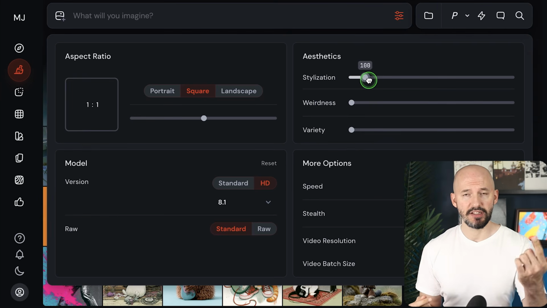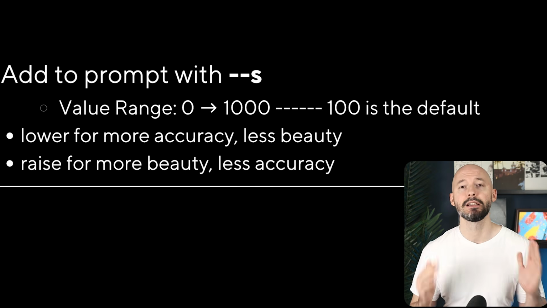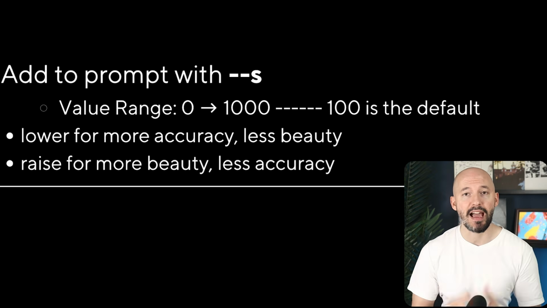You can adjust it in your settings like I showed you, but the pro tip is to type it in your prompt using the shortcut --S, leave a space, then type some numbers to add a value.